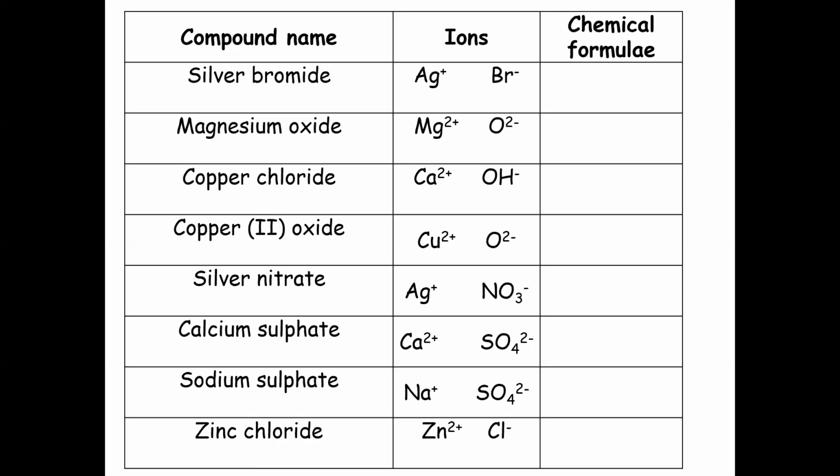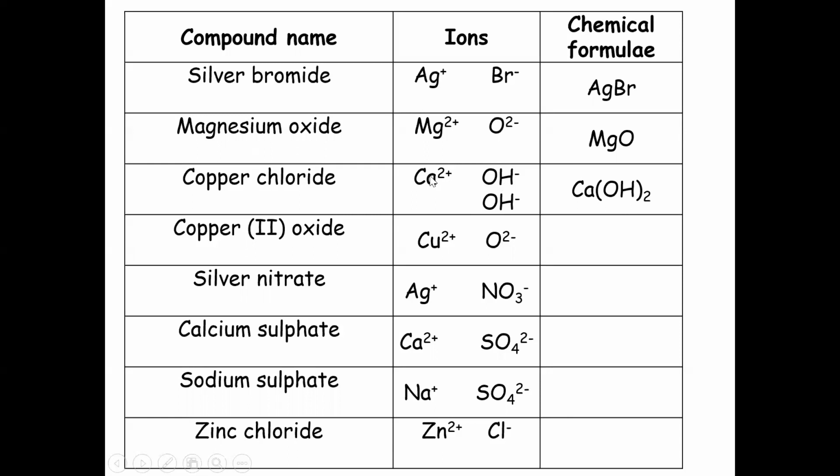Right, okay, I'm hoping you did that on your own and you've resumed the video now. So for the first one, you should have had AgBr for silver bromide. That should have been your answer for magnesium oxide. Copper chloride, you can see that you need an additional hydroxide ion to cancel out the 2 positive on the calcium ion. So again, you would have seen calcium, that should have been copper hydroxide.